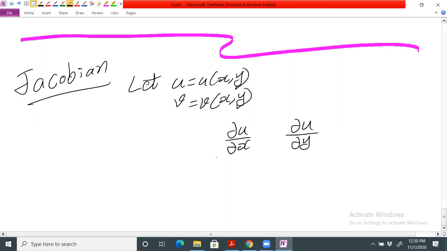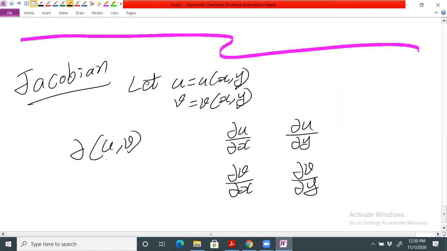In the same manner, v is also a function of two variables, x and y, so we can find the partial differentiation of v with respect to x and also with respect to y. But now they are going to ask us to find the partial differentiation of the functions u and v, both different functions. Find the partial differentiation of uv with respect to x and y variables at a time.